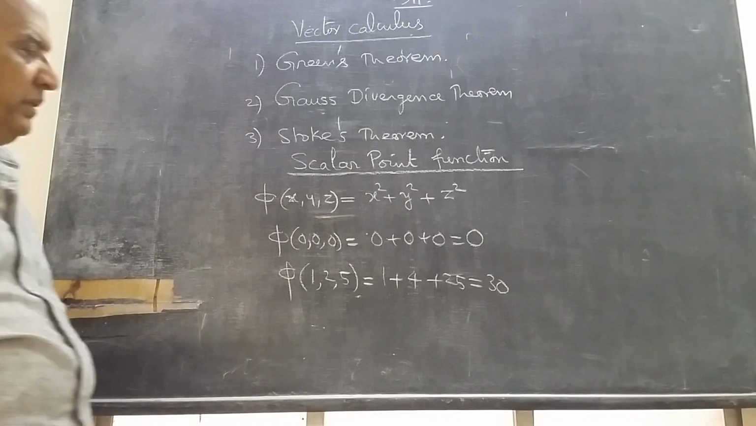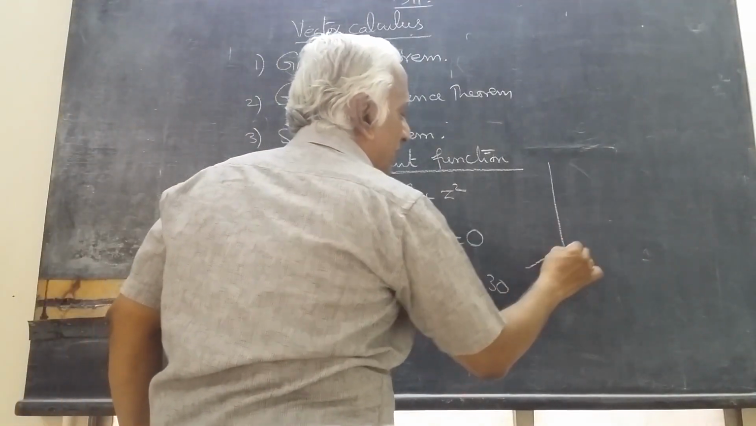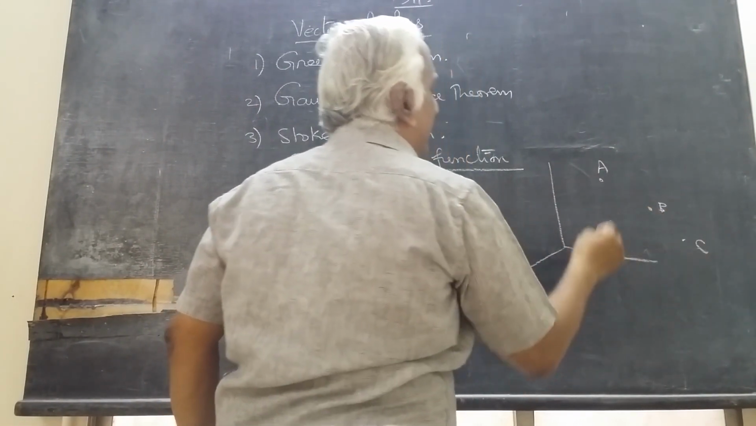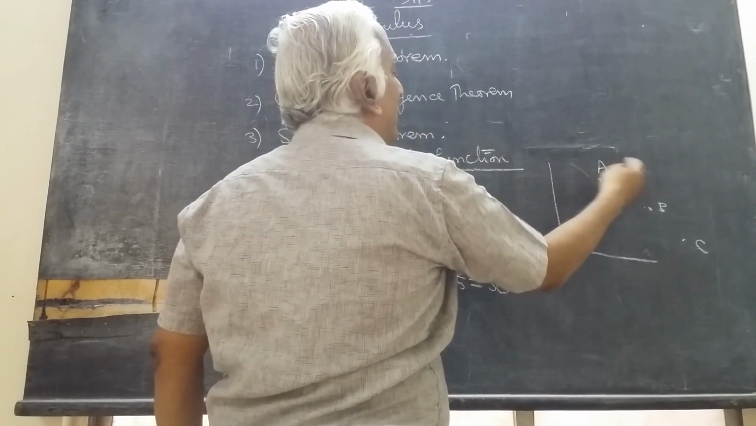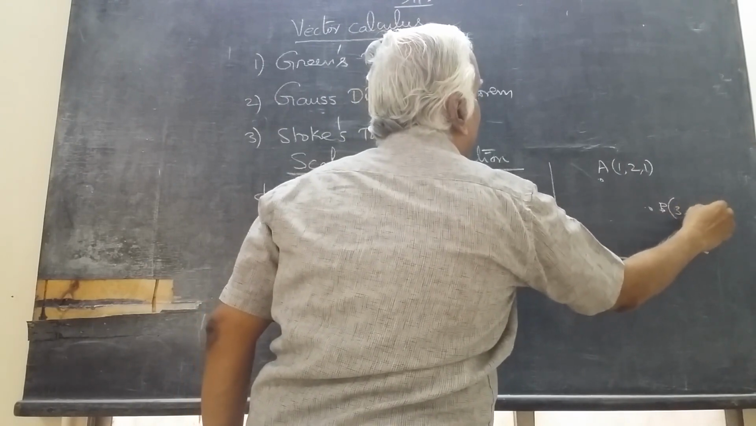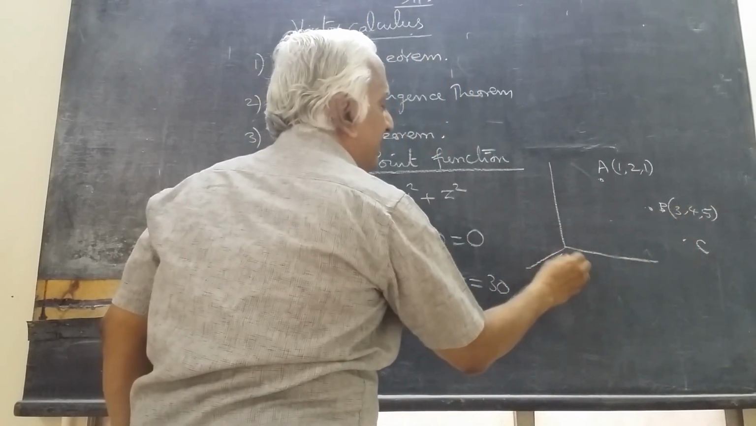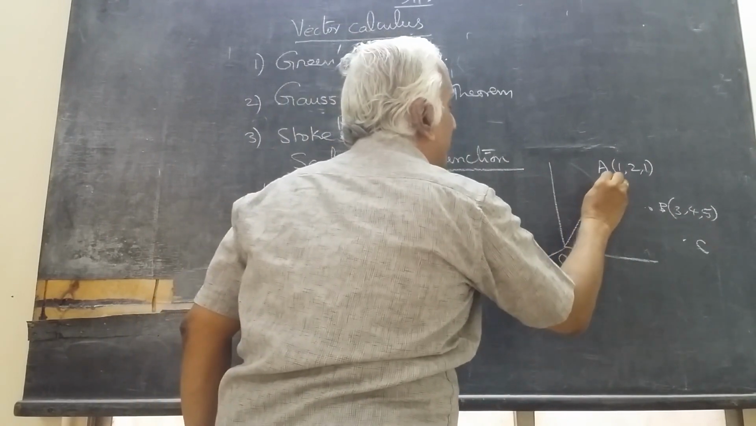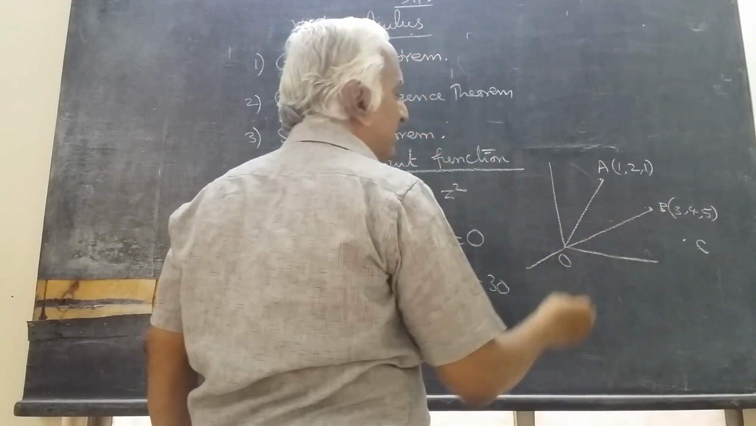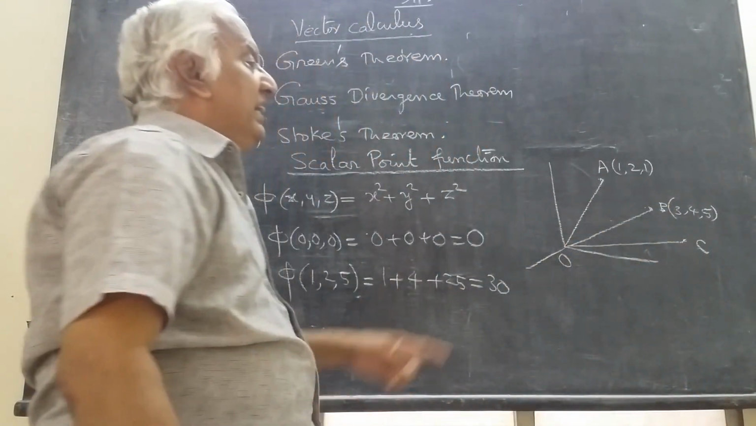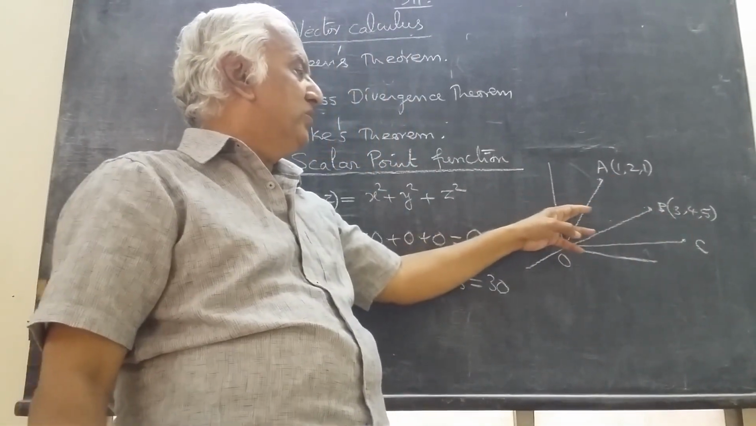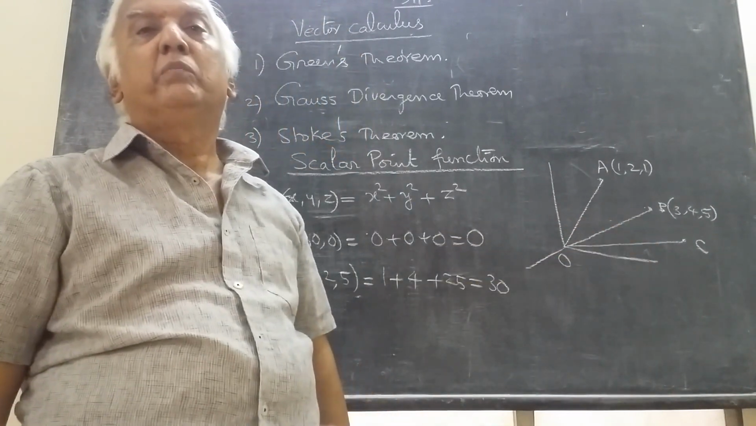If now you consider points in space, if A is a point, B is a point, C is a point, as the point changes, the coordinates will change. This coordinate 1, 2, 1. This coordinate 3, 4, 5. Like that, every point will change. Consider the distance of the point from origin. OA will have a distance, similarly OB will have a distance, OC will have a distance. As the point changes, the distance from origin also will change. Distance from origin is a scalar. So these are scalar point functions.